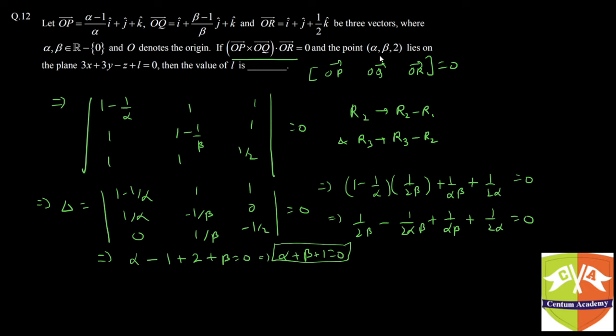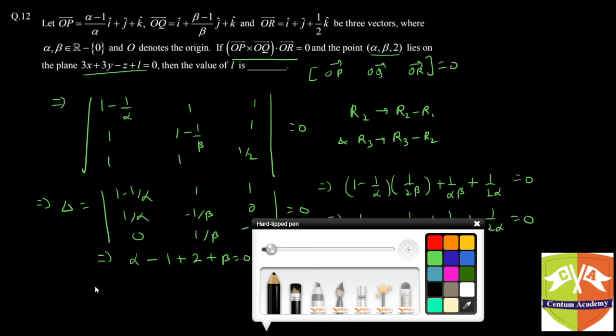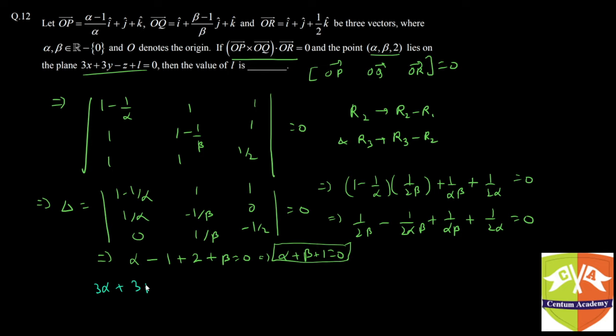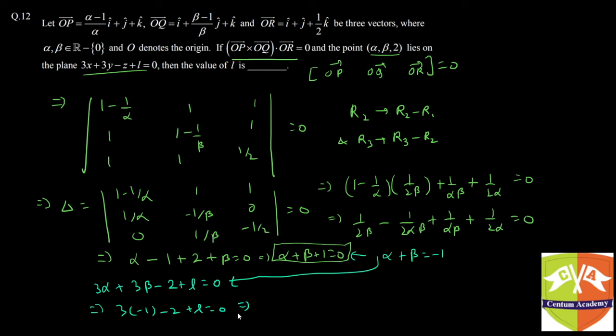Now let us read the remaining part of the question. What they are saying is that the point alpha comma beta comma 2 lies on this plane. So let us make it satisfy this plane. That means my 3 alpha plus 3 beta minus 2 plus L equals 0. Now from this equation, I can replace alpha plus beta with minus 1 and put it in the next equation. So we have 3 times alpha plus beta, so 3 times minus 1 minus 2 plus L equals 0. So minus 3 minus 2 plus L equals 0. So my value of L will be 5.